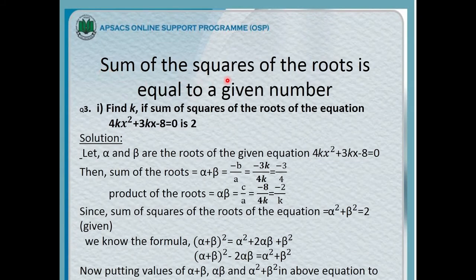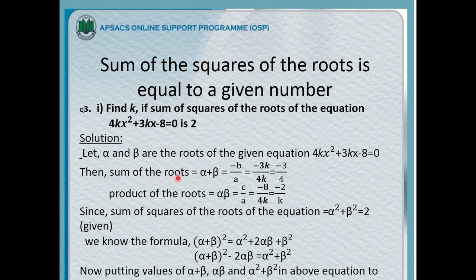Sum of the squares of the roots is equal to a given number. I am going to explain question number 3, part 1 of exercise 2.3, in which we have to find out the value of k if the sum of the squares of the roots of the equation is 2. So students, we will start by supposing alpha and beta are the roots of the given equation.